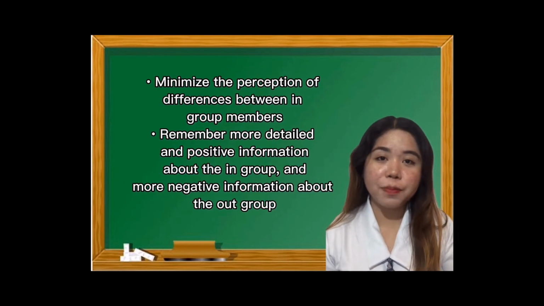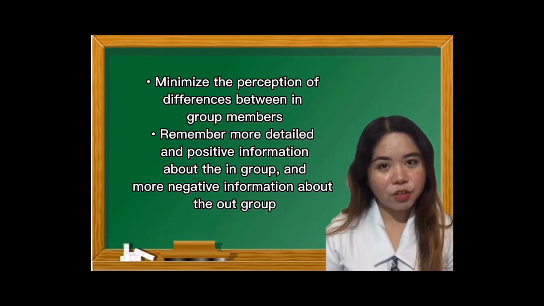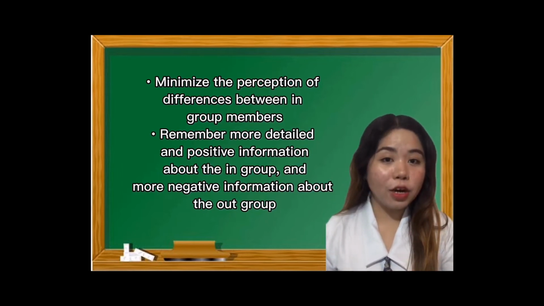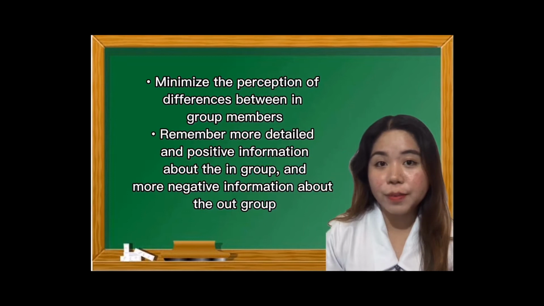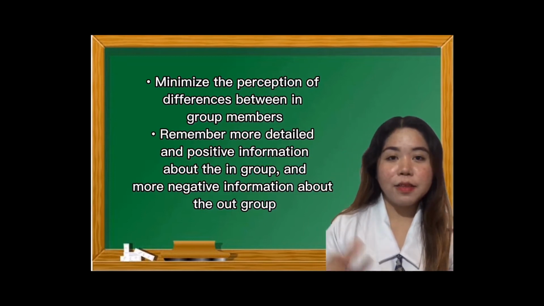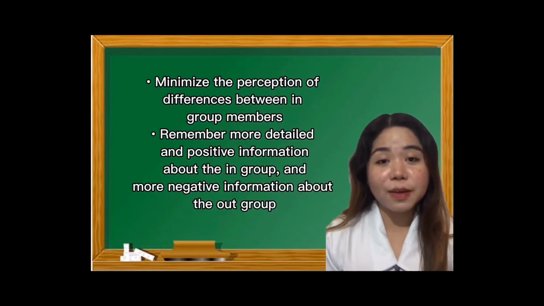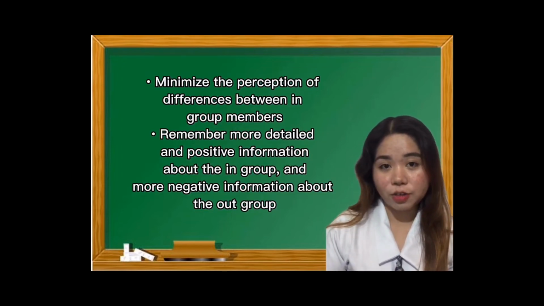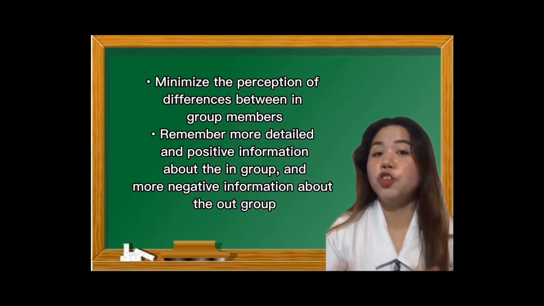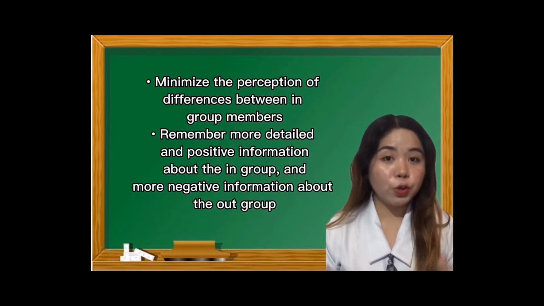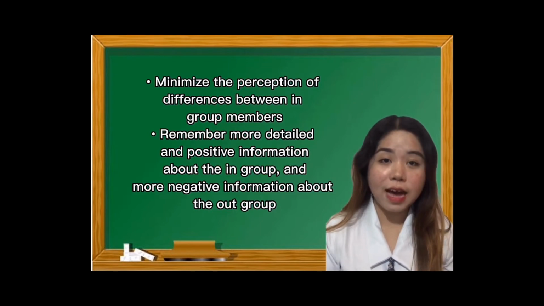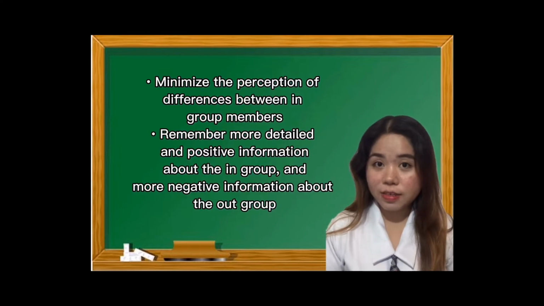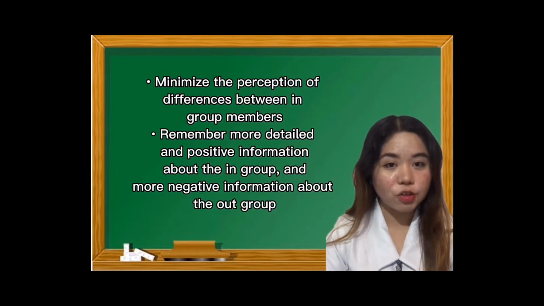Positive information about the in-group and more negative information about the out-group. So basically, we see the group to which we belong, the in-group, as being different from the others, the out-group, and members of the same group as being more similar than they are. So even without any intergroup interaction, individuals begin to show favoritism towards their own group and negative reactions towards the out-group. So this conflict can result in prejudice, stereotypes, and of course, discrimination.